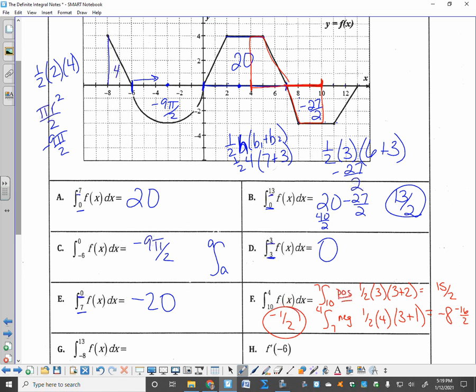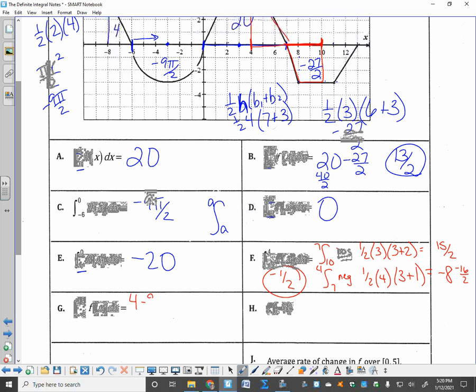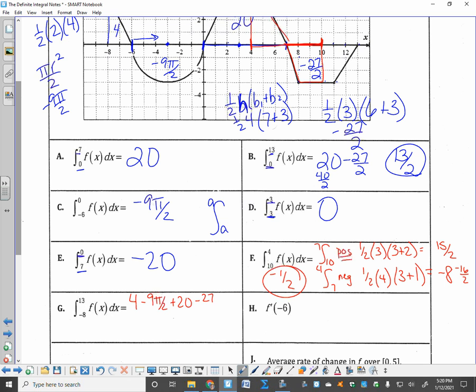Now I want to go -8 to 13. I want the whole shebang. From -8 to 13, so we're rolling normal. So I've got a 4, a -9 pi over 2, a 20, and a -27 over 2. So 24 minus 36 pi over 2. So 24 minus 18 pi.